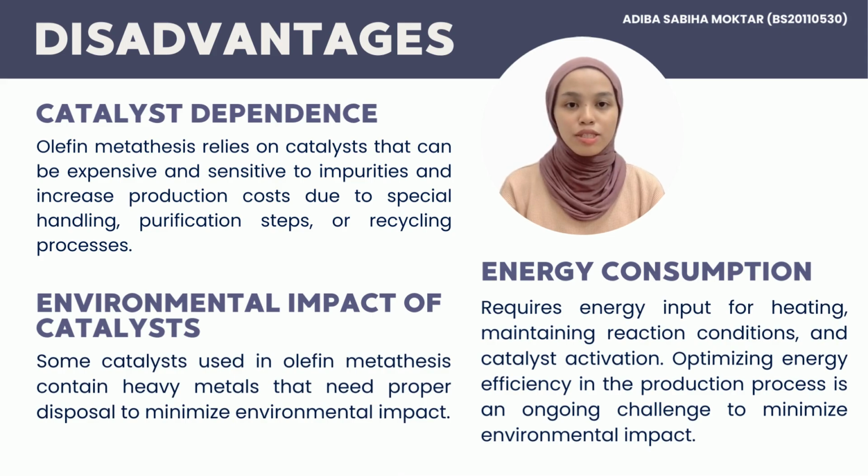Despite the advantages of olefin metathesis, there are some potential disadvantages and environmental effects associated with the latest diene production process. Firstly, olefin metathesis often relies on catalysts that require special handling, purification steps or recycling processes, which can add complexity and cost to the production process. Next, some catalysts used in olefin metathesis may contain heavy metals that need proper disposal or recycling in order to minimize the environmental impact.